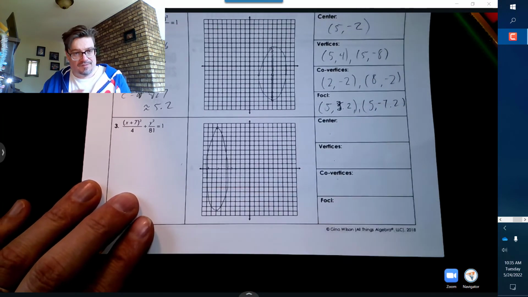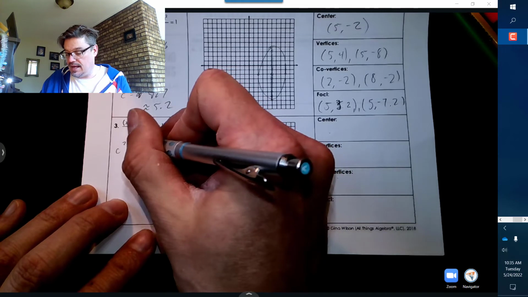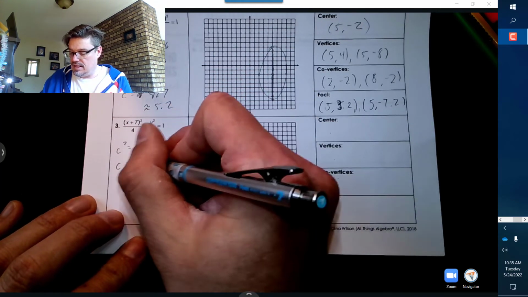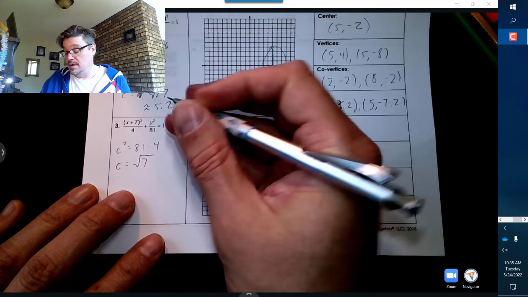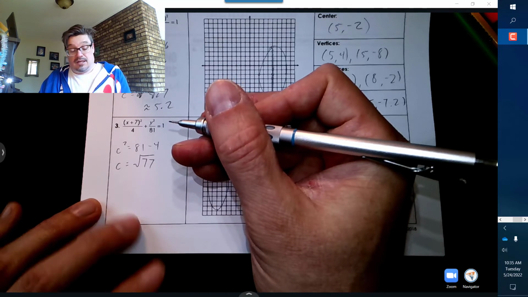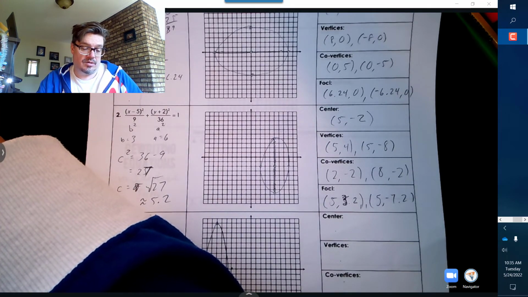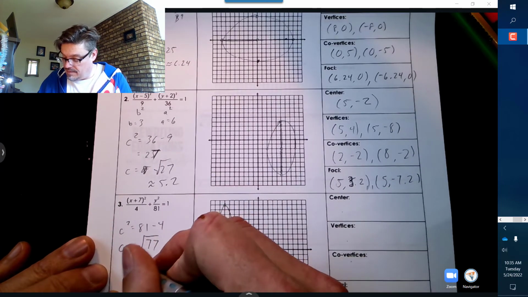But what I want to do, I'll just focus on the foci actually. So c squared equals 81 minus 4. So c equals the square root of 77. Square root of 77 is 8.7, so that's roughly around 8.8.